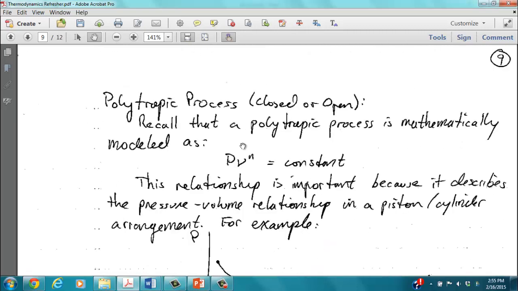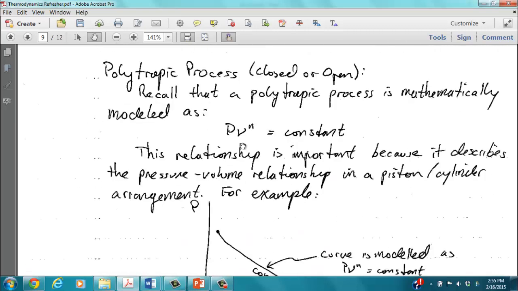The next type of special process is what we call the polytropic process. The polytropic process is applicable to either a closed or an open system. In the case of how we mathematically describe a polytropic process, it's basically any process of the following form, where we say pressure times volume raised to this letter n, where n is called the polytropic index. This exponential product is equal to a constant for a polytropic process.